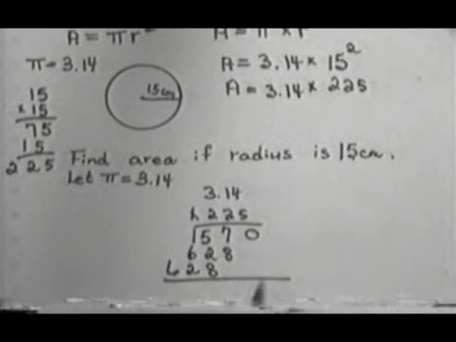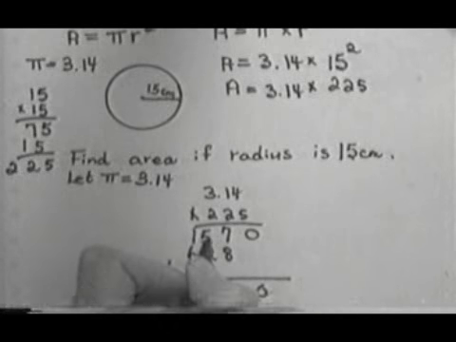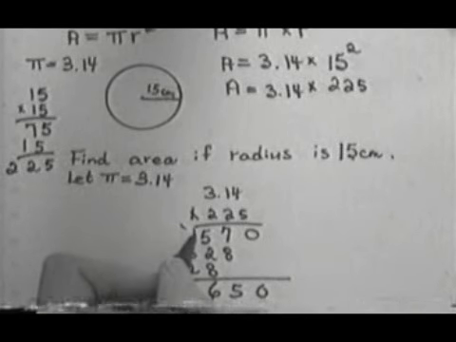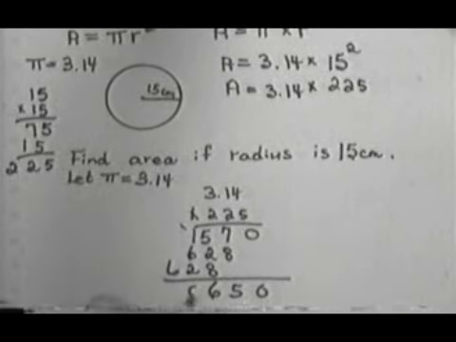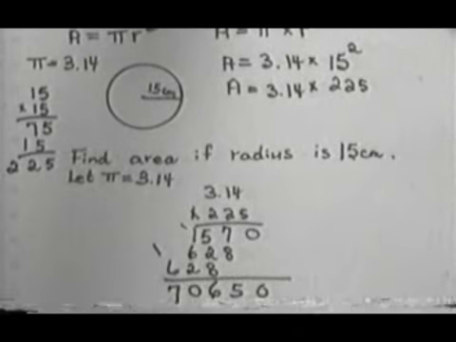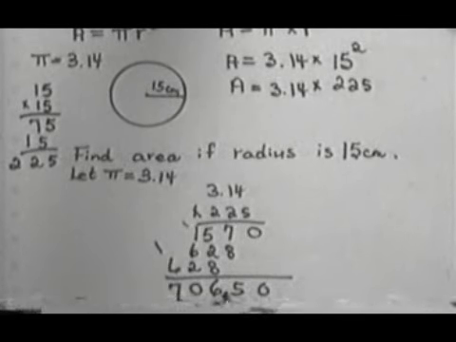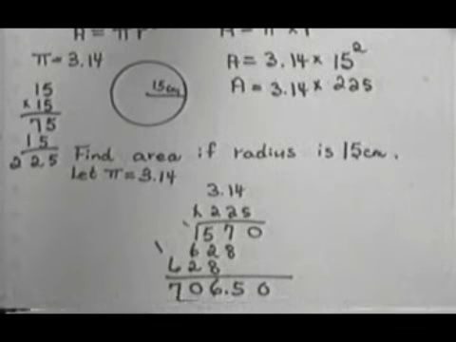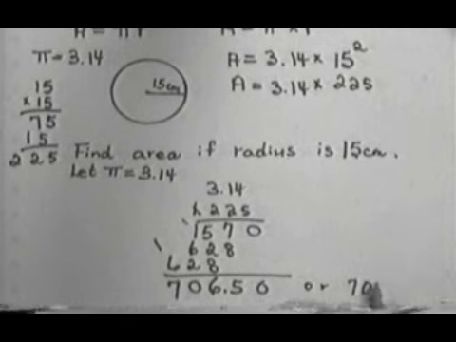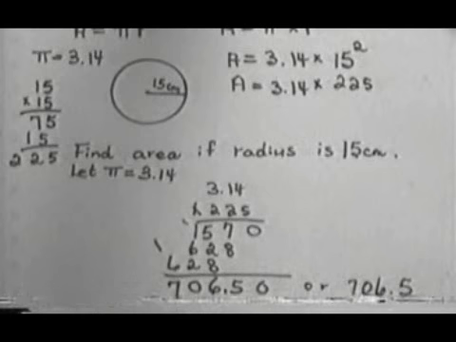When we add that up, bring down our zeros. 7 and 8 is 15. Carry your 1. 1 and 5 is 6 and 2 is 8 and 8 is 16. Carry our 1. 1 and 1 is 2 and 6 is 8 and 2 is 10. Carry our 1. 1 and 6 is 7. Now we have 2 decimal places, so when we put our 2 decimal places here, we end up with 706.50, or you might want to just write that 706.5 because you can drop that last zero off once you put your decimal point in there.